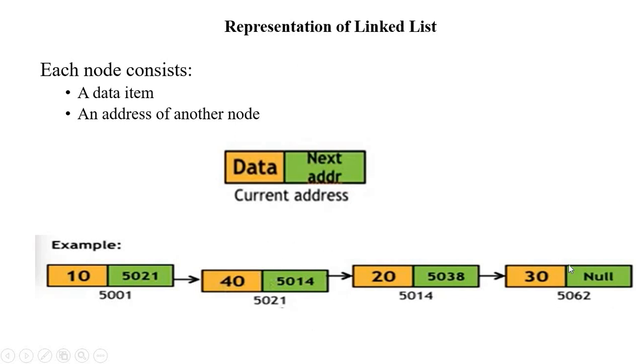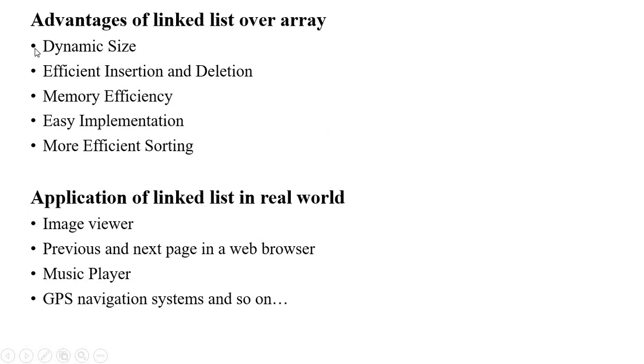Look at the last node. I am representing the address position here as null, which means I don't have any other nodes. Only 4 nodes I have declared in this particular linked list. Since I don't have any other nodes, in that particular position we are representing null. So now let's look at the advantages of a linked list over an array.